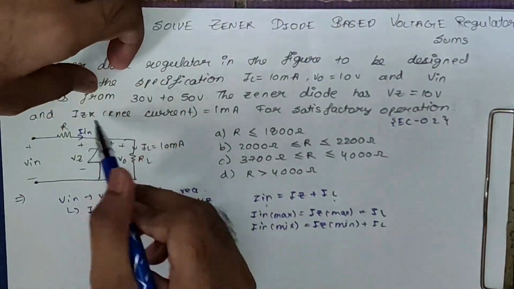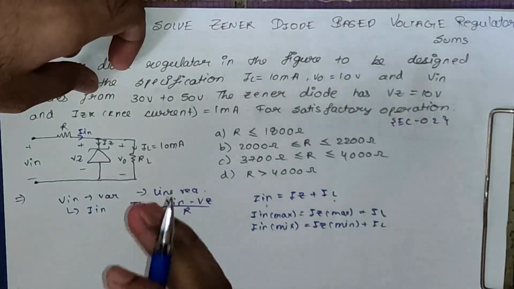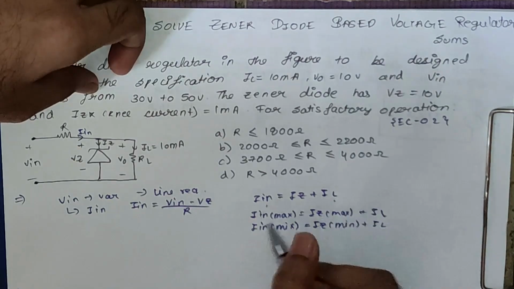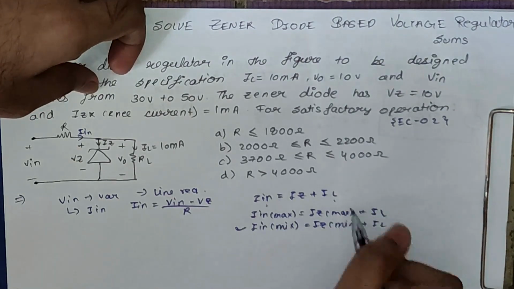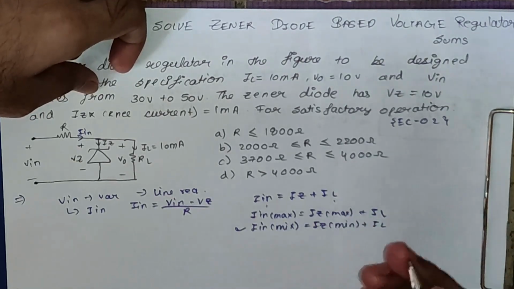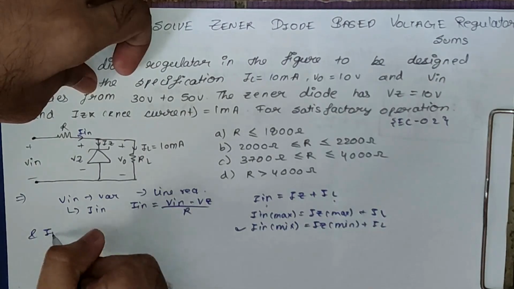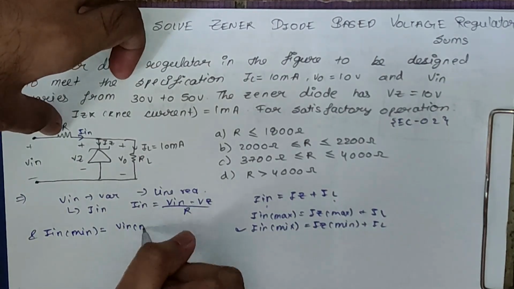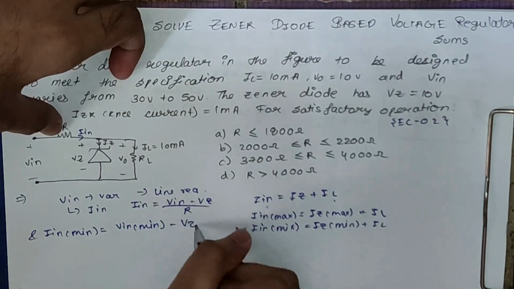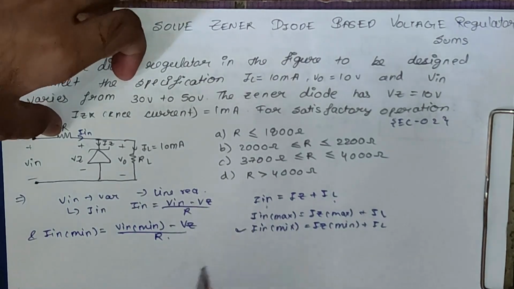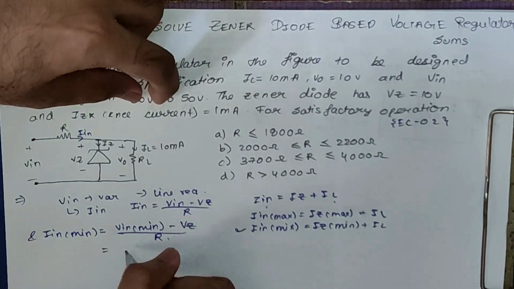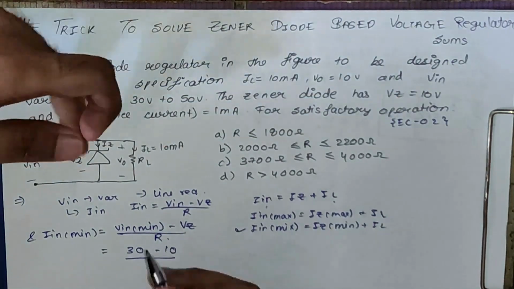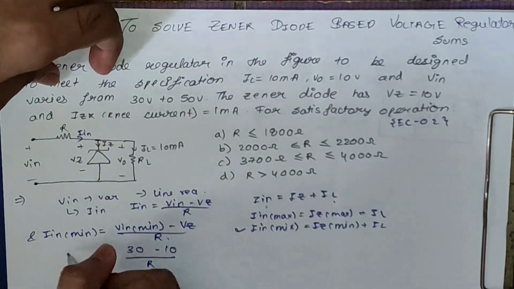So here you can see we know IZK. IZK is nothing but the minimum Zener current, so we know Iz min here. So we are going to use this equation. We can't use the other equation because we don't know Iz max. And I in minimum will be when V in is minimum. So it will be V in minimum minus Vz upon R. V in minimum is 30 volt, 30 minus Vz, which is 10 volt, so 30 minus 10 upon R, where R we have to find out. So this is our I in minimum.